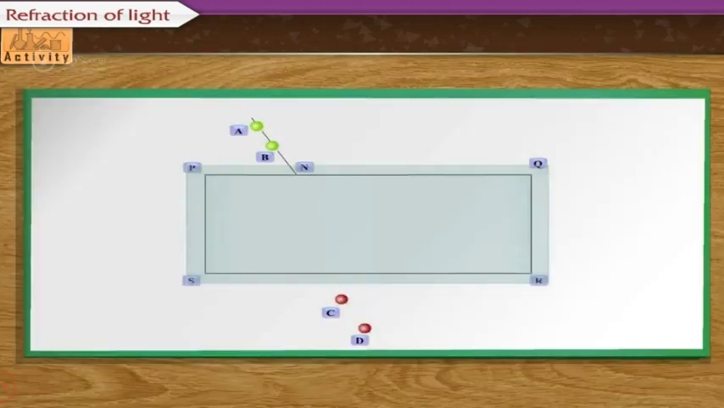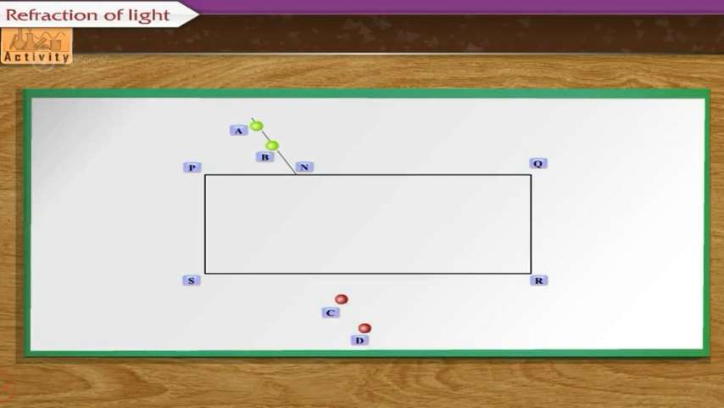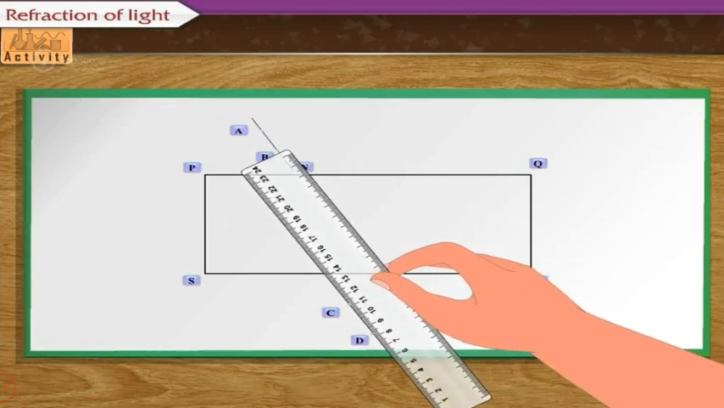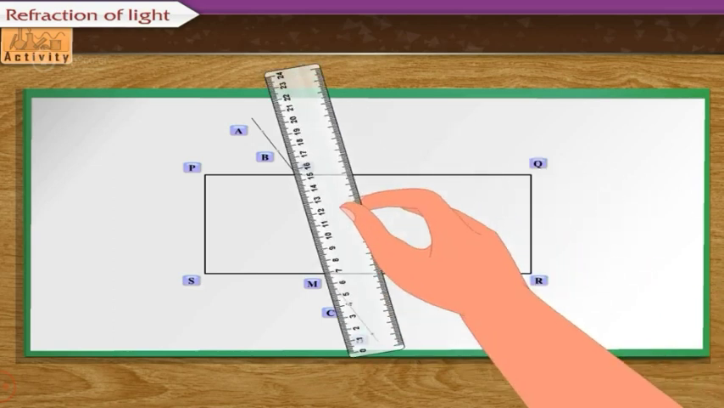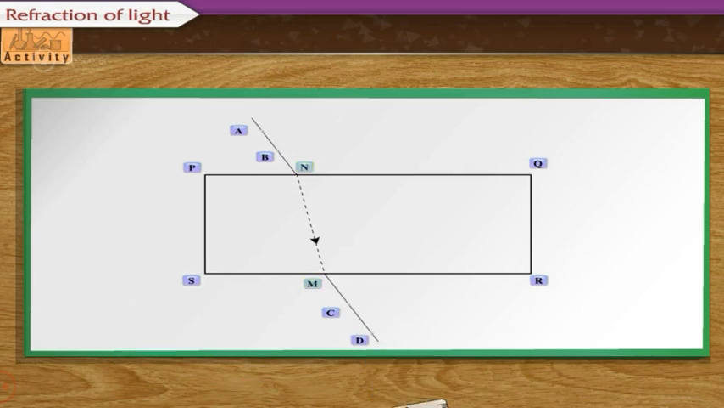Next, remove the glass slab and pins and draw a line going through points C and D so that it intersects RS at M. Let us now join points M and N. Here, ray AN is the incident ray and ray MD is the emergent ray.